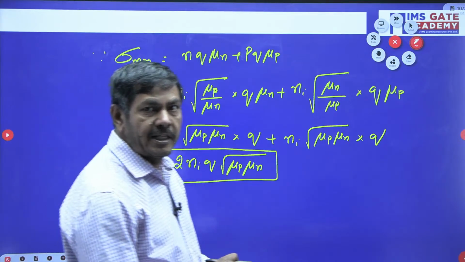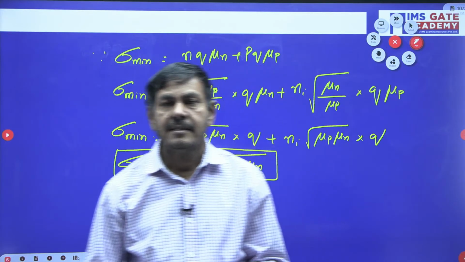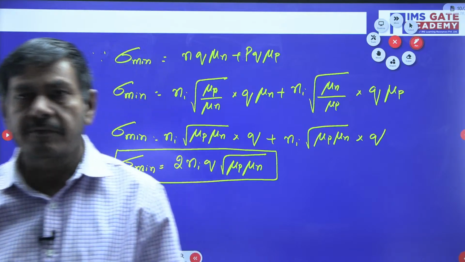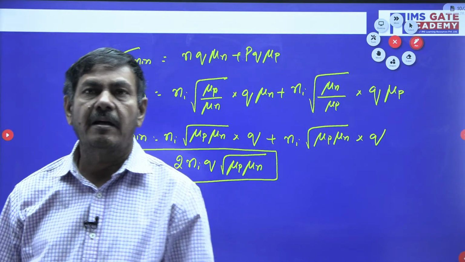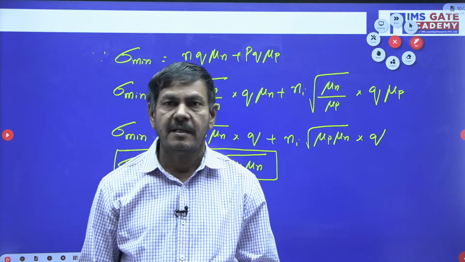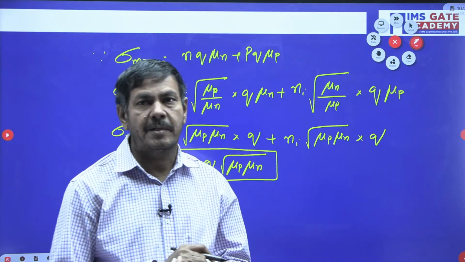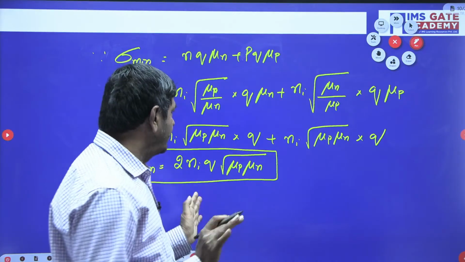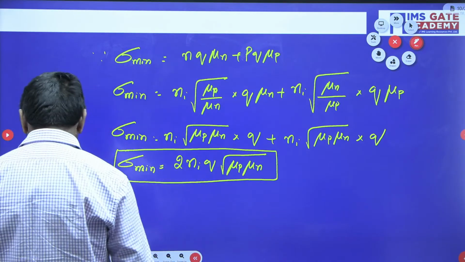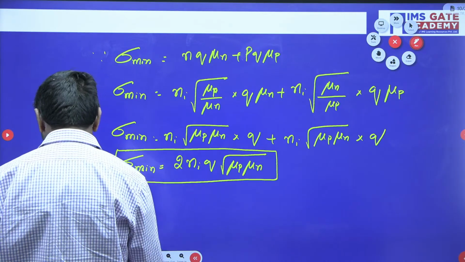So at minimum conductivity, how to find out the concentration of electrons, how to find out the concentration of holes, and how to find out the total conductivity, minimum conductivity. These points are more important. Yes, now we can enter into the extrinsic semiconductor, next level.